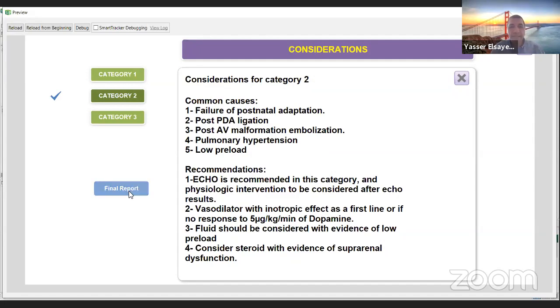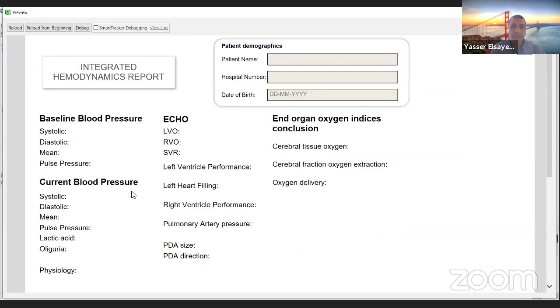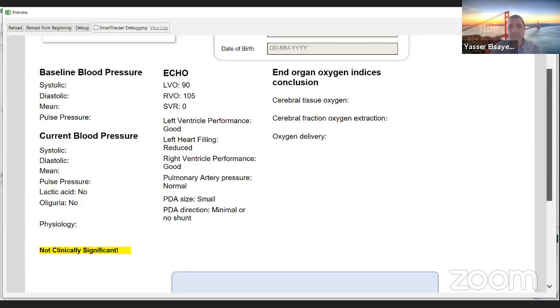And then we'll go to the final report. The final report will just extract everything from the previous assessment: clinical, blood pressure, echo, and everything. And you need to enter the patient details here, and you can print it or extract it as PDF.